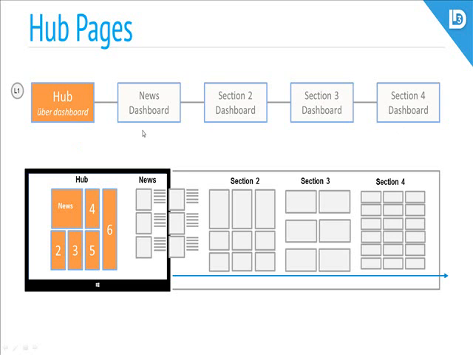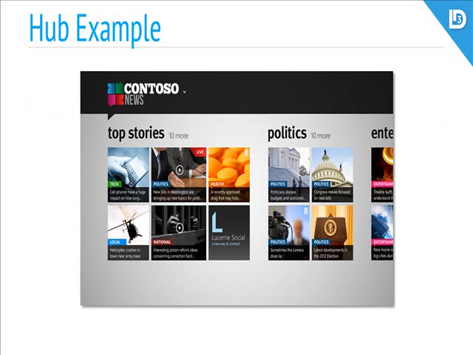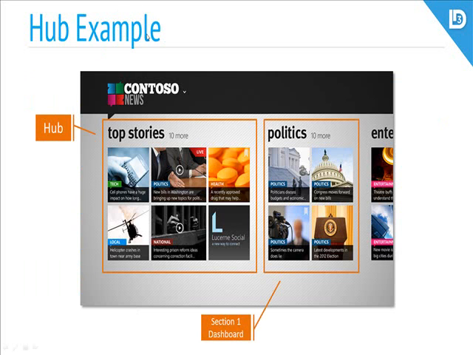To the right of the hub, as I pan across, are the dashboards for each of the sections. So in the news dashboard, I'll have a subset of the most important, the most recent, whatever stories that are applicable in news, and likewise for whatever section 2, 3, and 4 are. So in my example here, my hub is this area on the left where I have my overarching number of top stories, maybe one from each category, and then to the right of that, the categories themselves and the most important stories within those categories.